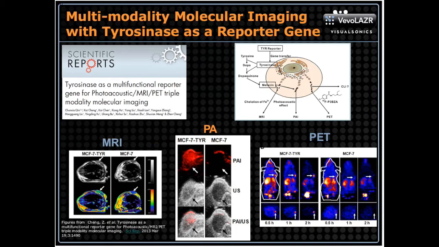Different contrast agents one could use also include reporter genes. This specific study uses tyrosinase as a reporter gene for multimodality imaging. So tyrosinase producing melanin can be detected with MRI, photoacoustic imaging, and also with PET, positron emission tomography. It's a very interesting study, as the melanin has a very broad photoacoustic spectrum, so you can specifically detect it and differentiate the signal from the blood.